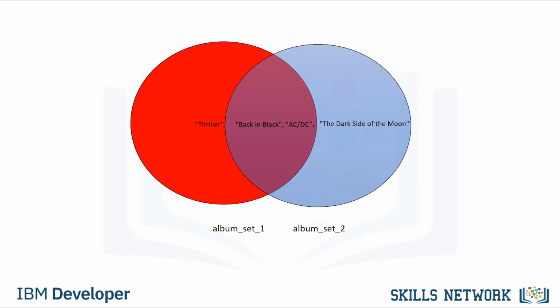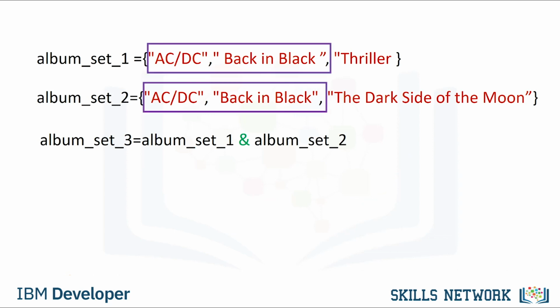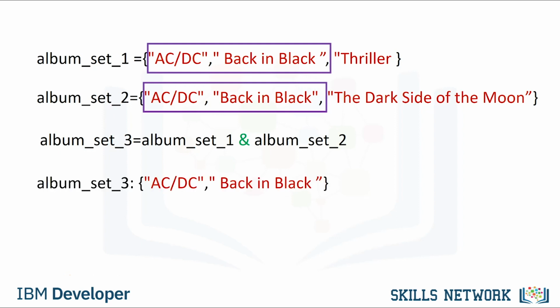If we overlay the values of the set over the circle, placing the common elements in the overlapping area, we see the correspondence. After applying the intersection operation, all the items that are not in both sets disappear. In Python, we simply just place the ampersand between the two sets. We see that both AC/DC and Back in Black are in both sets. The result is a new set album set 3, containing all the elements in both album set 1 and album set 2.